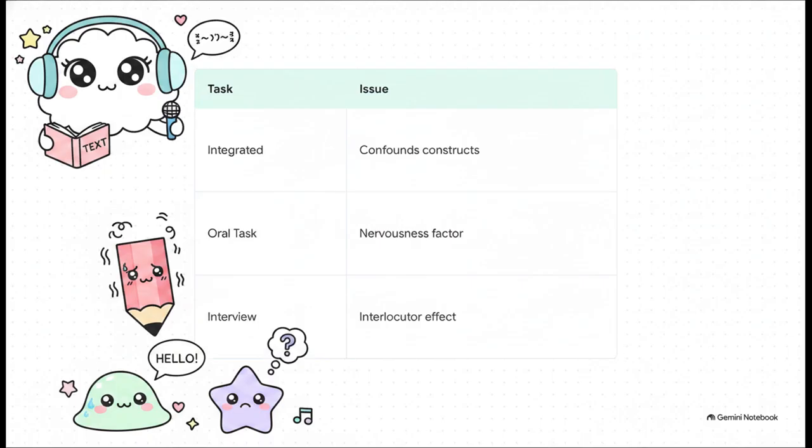Then you have oral proficiency interviews, where a trained interviewer adapts questions in real time to find the student's limit. It's fantastic for assessing speaking, but it introduces the interlocutor effect, meaning the interviewer's own style, competence, and even mood can actually alter the student's final score.